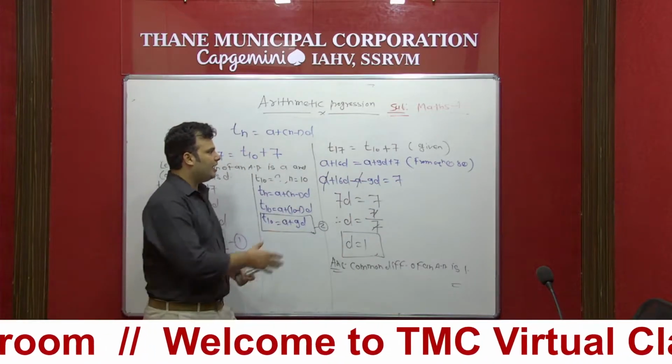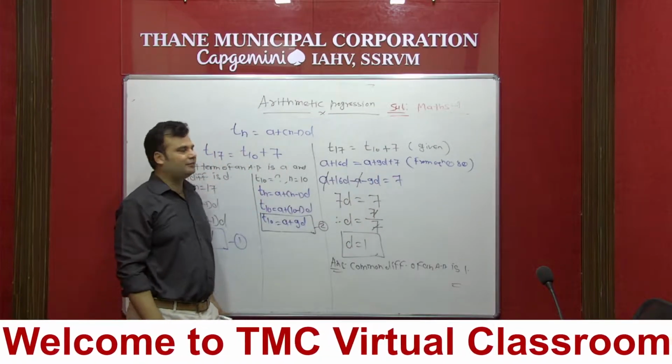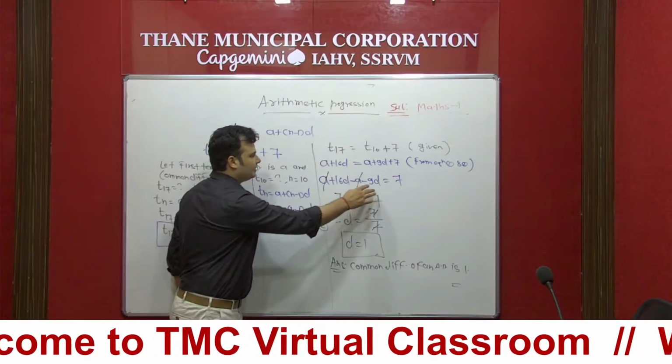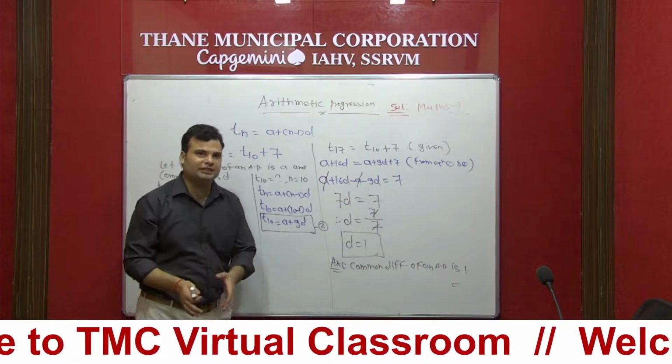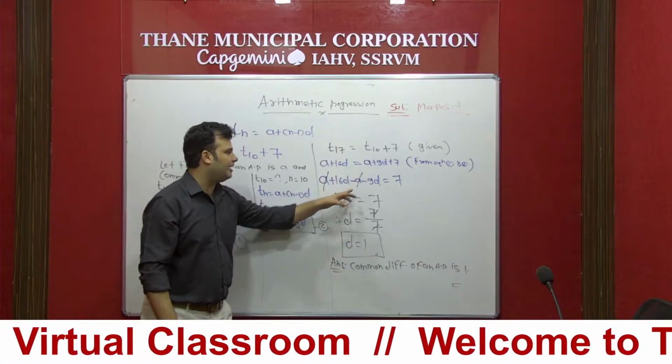Now A plus 9D is on the right hand side. When you put it on the left hand side, it becomes minus, so minus A minus 9D. Whenever you see opposite signs, plus A and minus A get cancelled. So 16D minus 9D is 7D.